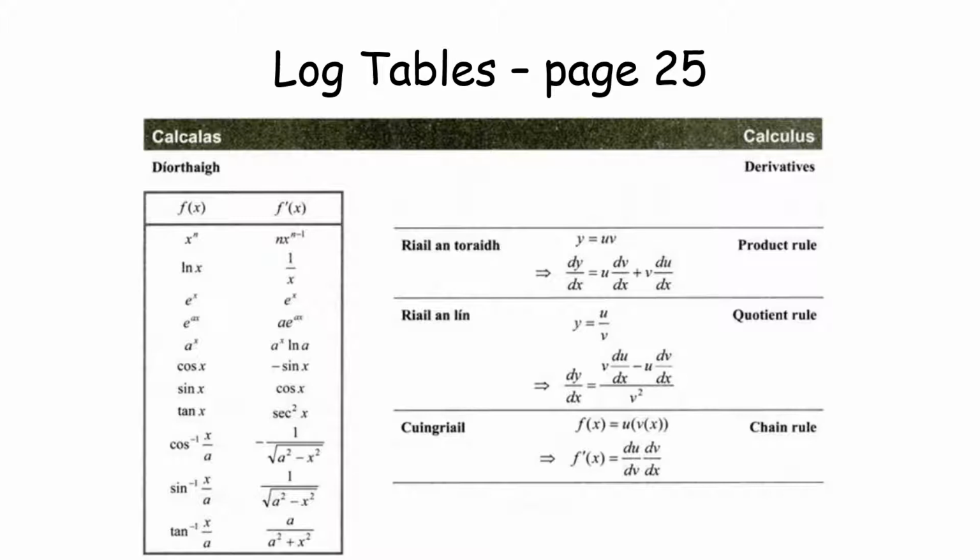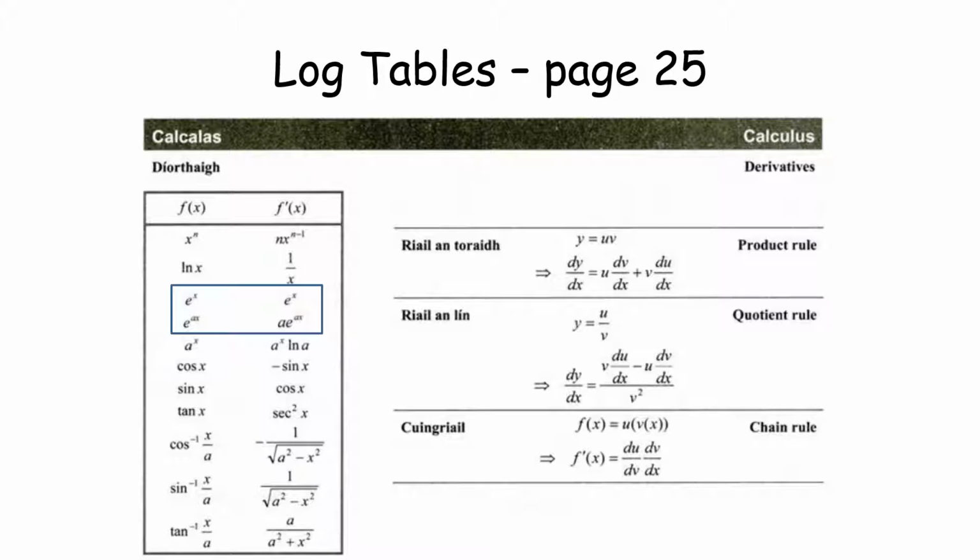So back on the log tables, page 25, so I'm going to go back to my rules here on the left hand side, and we're going to look now at working with e. So e to a power. So remember that e is a constant, so you can type it into your calculator. It's 2.71. And this is an interesting one because in the log tables it says e to the power of x. When I differentiate, it stays e to the power of x, and that is true.